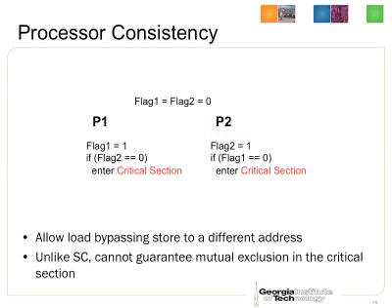Back to Dekker's algorithm. If you use this flag 1 and flag 2 to decide when a processor can go into the critical section, because of the relaxed memory model, we can allow load bypassing store. So actually, both of them may end up going into the critical section. So there's no guarantee of this mutual exclusion.